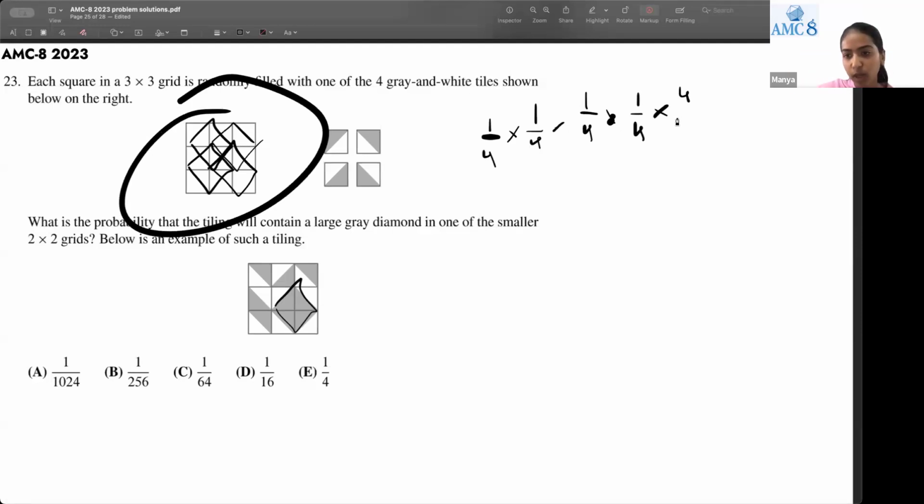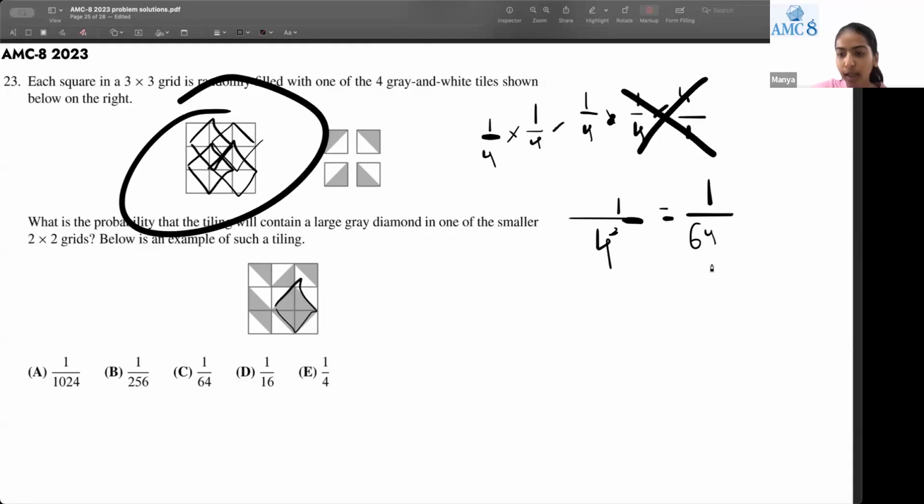And there's 4 ways possible, and then we can just do 4 by 1. So this 4 by 1 and this 4 by 1 will cancel out with each other. We're going to be left with 1 by 4 to the power of 3. And when we do this, we're going to be getting 1 by 16 times 4, which is 64. And this is going to be our final answer choice C.